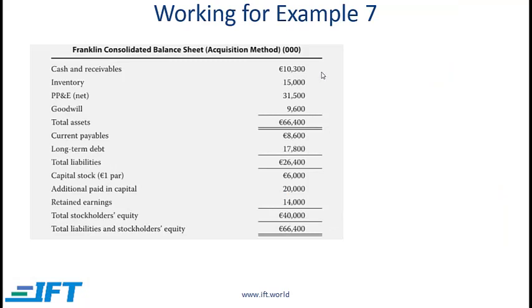Here is the consolidated balance sheet. We've talked about these numbers already. The total assets are 66,400. We've talked about liabilities. This is the total liability amount. You subtract liabilities from assets and you will have total equity of 40,000. The next question is, how do we come up with this categorization of the 40,000? Capital stock is 6,000, additional paid in 20,000, and retained earnings 14,000.